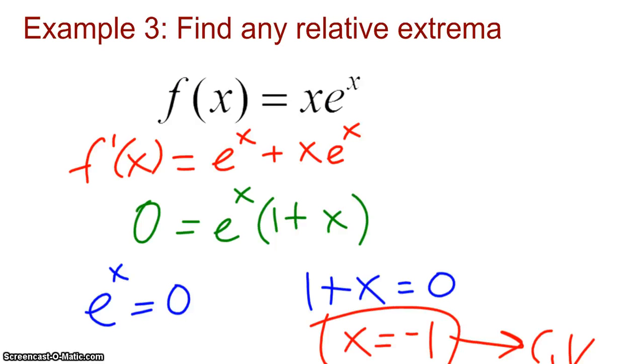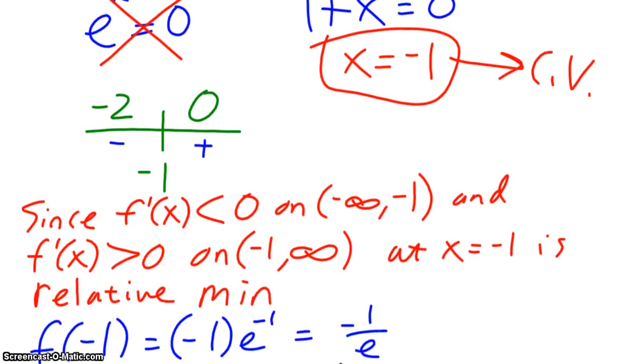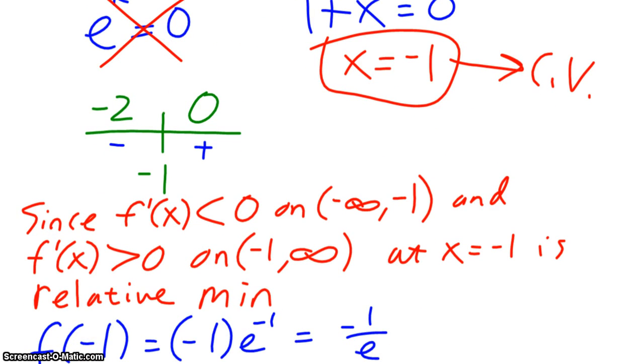Set the derivative equal to 0. Factor out an e to the x. Set each factor equal to 0. E to the x doesn't ever equal 0, so that doesn't give me any critical values, but x equals -1 is a critical value. I chose to use the increasing decreasing chart from the first derivative to test this. You could use the second derivative test. I believe that'll work in this case as well.